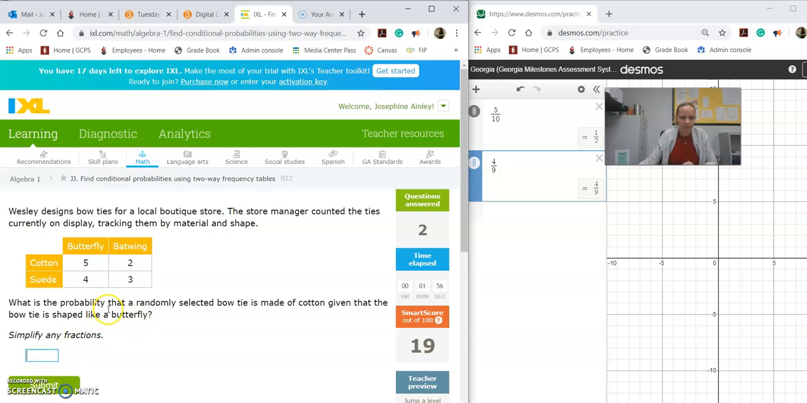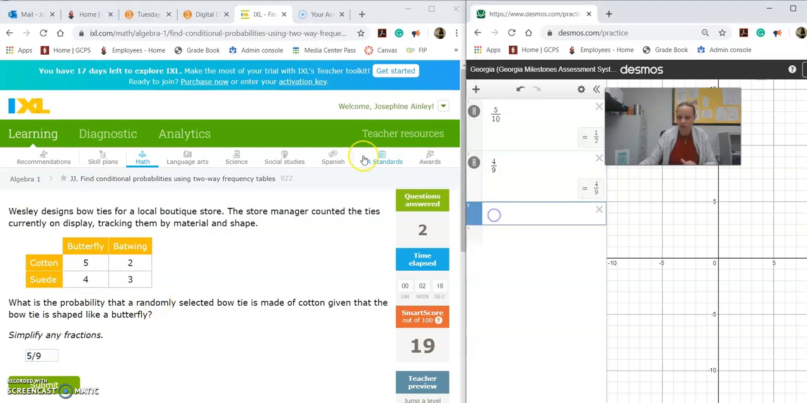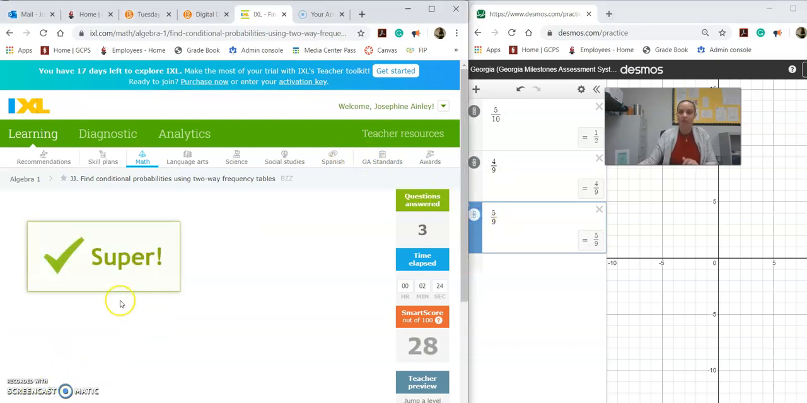So I'll do another one. Probability a randomly selected bow tie is made of cotton, given that the bow tie is shaped like a butterfly. So shaped like a butterfly is these two. Oh, not that one. I don't know how to just highlight those two, but you're only looking here, which is a total of 9, but you want cotton, which is 5. So 5 out of 9, and you click the fraction to make sure it's as simplified as possible, and it is, and you press submit.